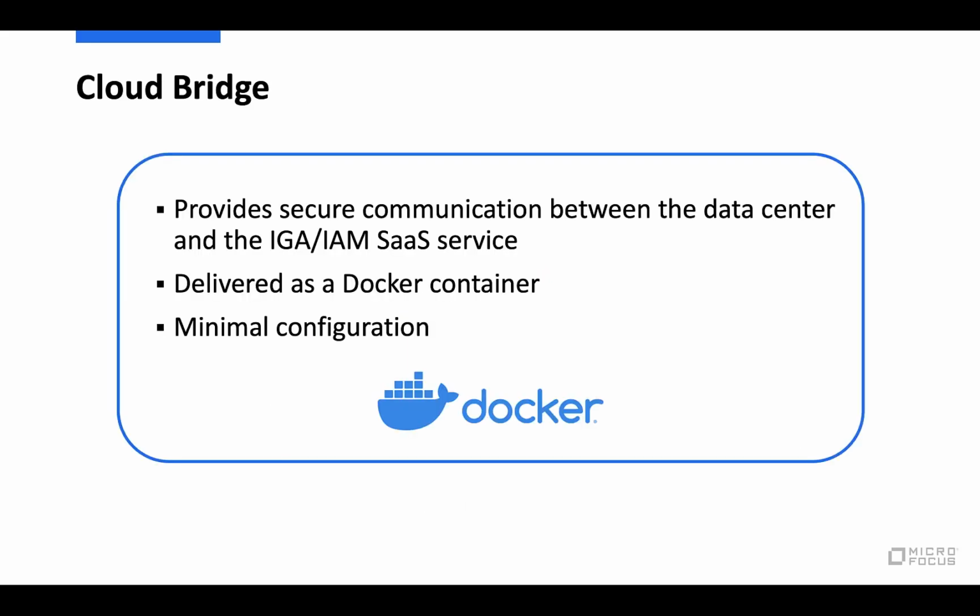Let's take a few minutes and talk specifically about what the Cloud Bridge is. The Cloud Bridge is basically a Docker container that provides secure communication between the data center and the Identity Governance or IAM service. There's minimal configuration, so it's a simple container that you deploy on-prem, and working with our SaaS Center of Excellence team, they will help you configure the Docker container, or the Cloud Bridge, to securely communicate and provide that single conduit of communication between your data center or data centers with the SaaS service.